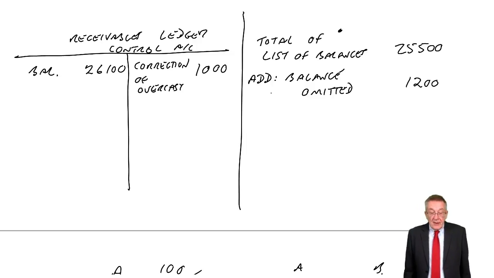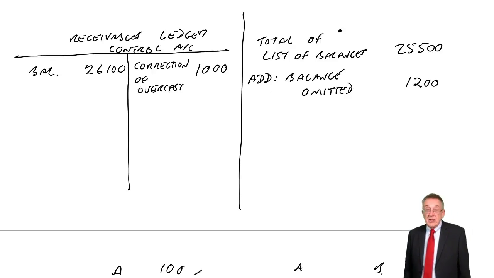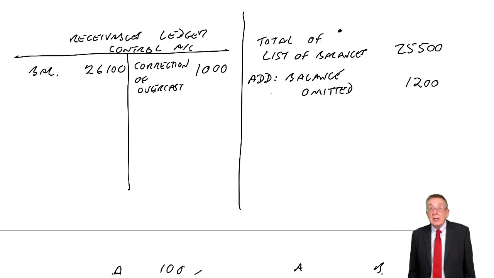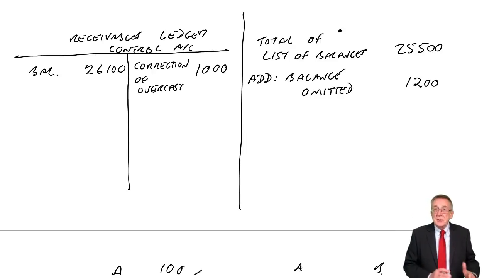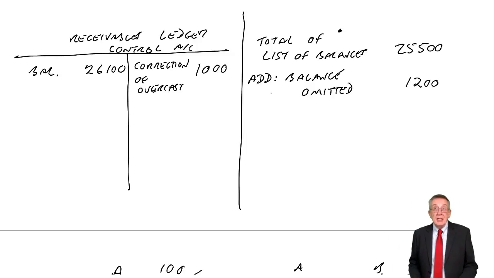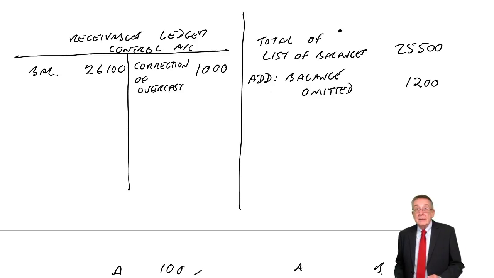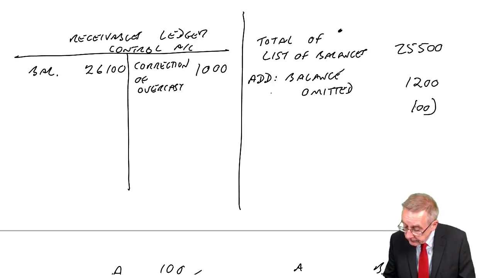Next one. A contra entry of 100 had not been entered anywhere. If it's not been entered anywhere, surely they're both wrong. Because if there's a contra entry, remember a contra entry is reducing receivables, reducing payables. Well, we should have entered it on the individual's account, reduced the amount they owed, and we haven't. So that person's balance is 100 too high. We need to reduce it.